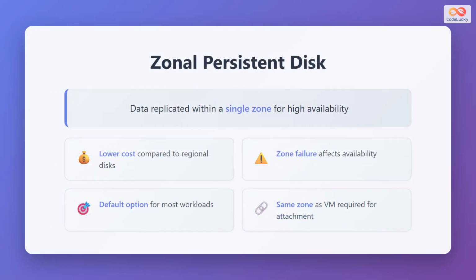Zonal persistent disks replicate data within a single zone to provide high availability. This is the lower-cost option compared to regional disks, making it the default choice for most workloads. However, it's important to understand that if an entire zone experiences a failure, the availability of your disk will be affected. Zonal disks must be in the same zone as the VM to which they are attached. This makes them ideal for applications that don't require cross-zone redundancy, but still need reliable, persistent storage within a specific geographic location.